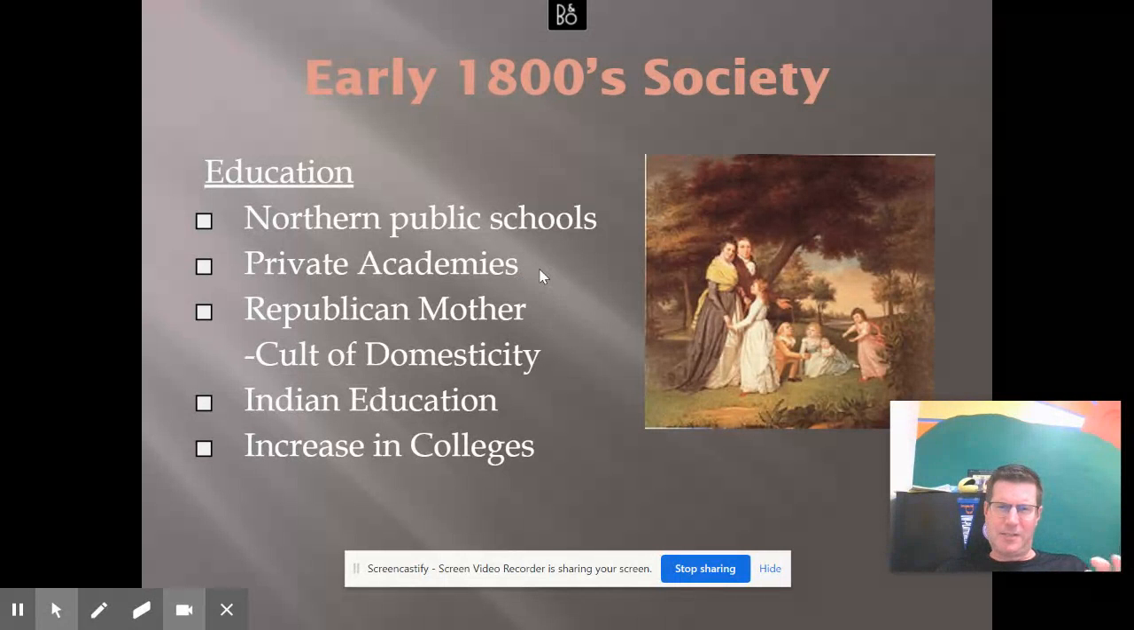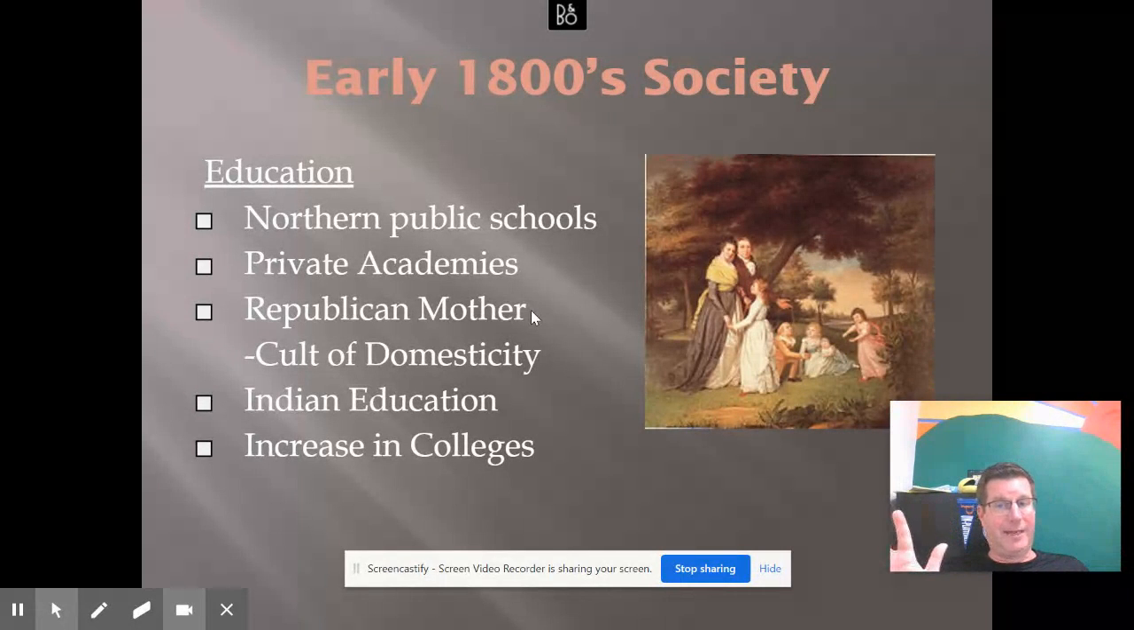There's a new emphasis on educating women. Women, we need to educate because they need to understand democracy. And that's the idea of Republican motherhood, or Republican mother. You educate women about democracy so they can teach their kids about democracy.